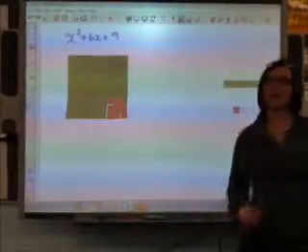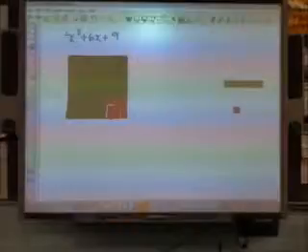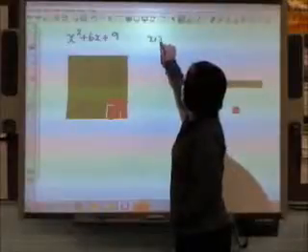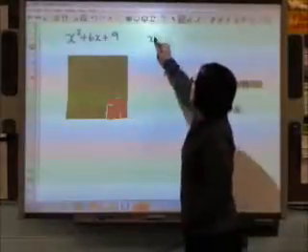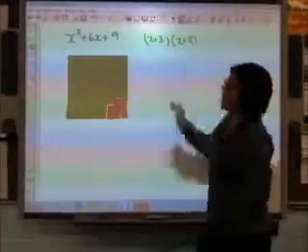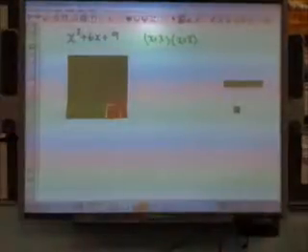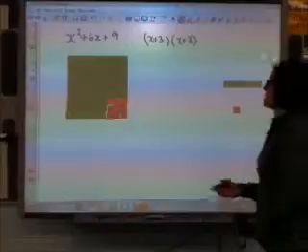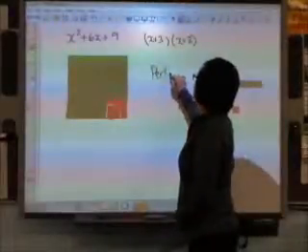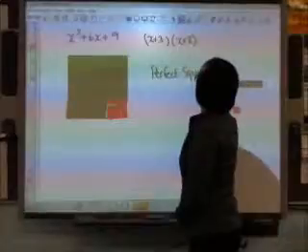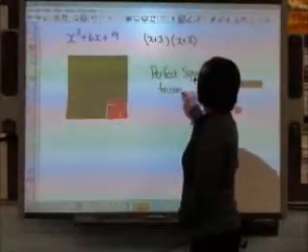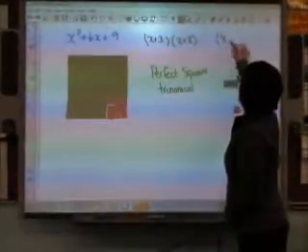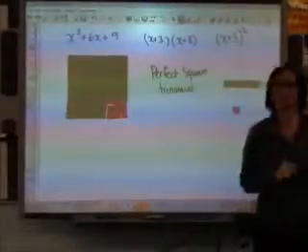So what is the length and the width of this figure? What's the length? What's the width? What kind of shape do we call this when the length and the width are the same? A square. So the figure that I get this time is a square. We call this a perfect square trinomial. And we can take that x plus 3 and rewrite it as x plus 3 squared.